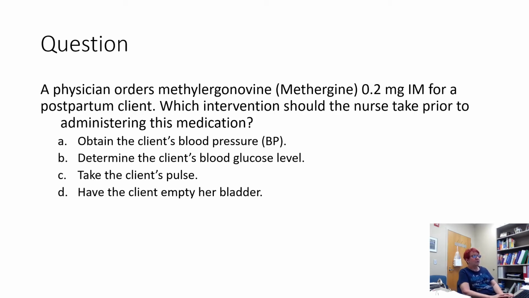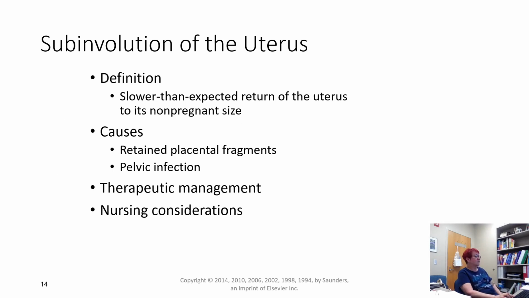One of the medicines that we use postpartum, in addition to Pitocin, is methylergonovine, also known as Methergine. It's a very powerful uterotonic medication. It helps the uterus clamp. One of the bad things about Methergine is it can really elevate the blood pressure, so one of the things you want to make sure you do is take the blood pressure before you give it, and that's the answer there, obviously.